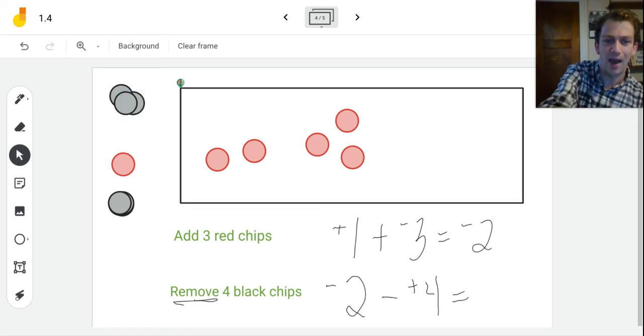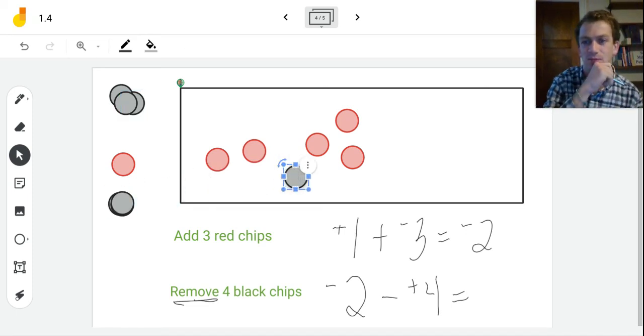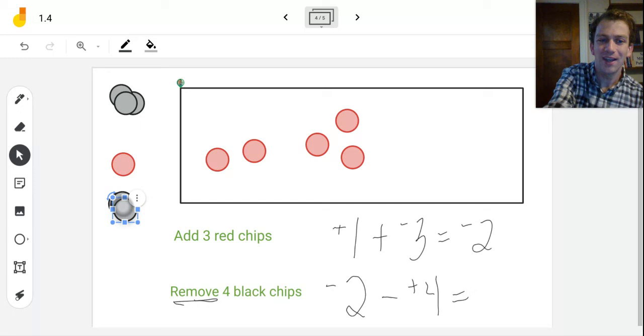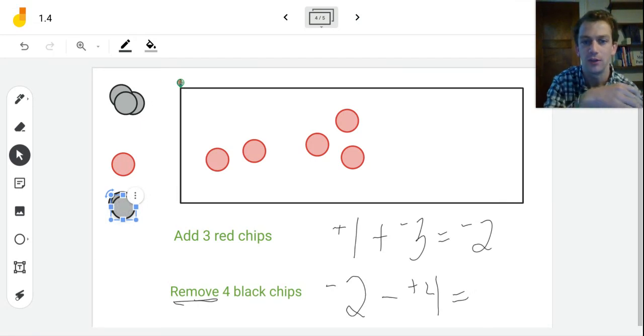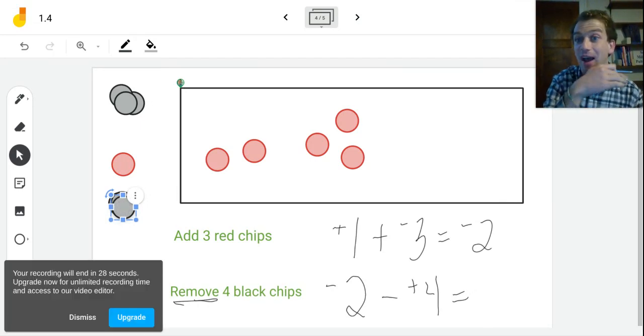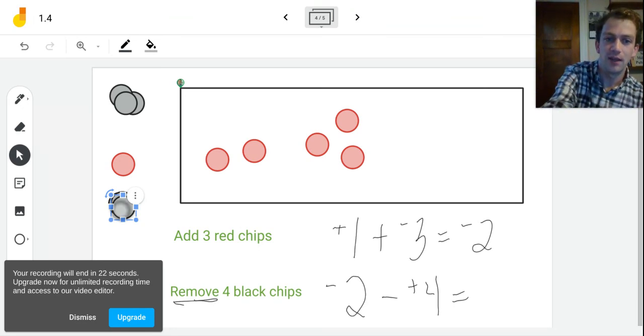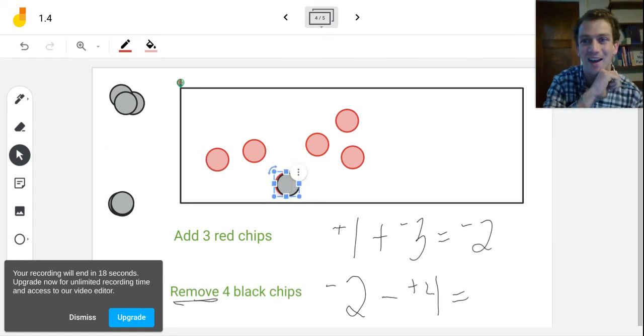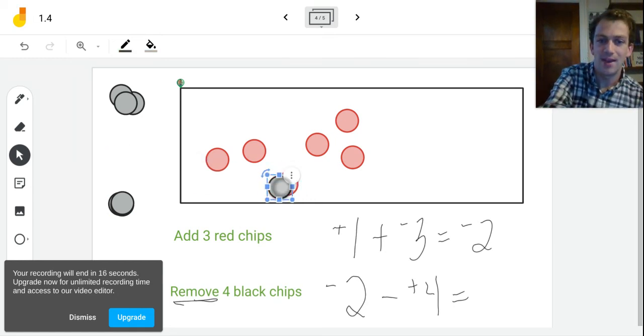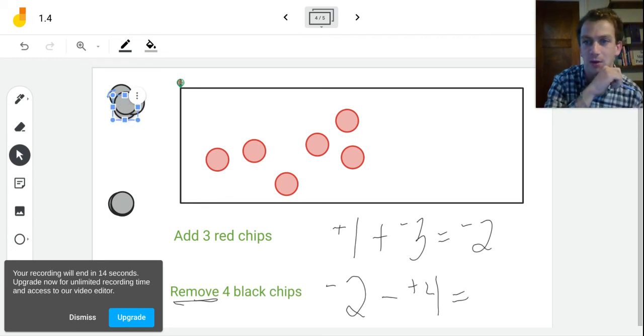So how can I come up with a 4th chip to take off my board? Can I just add another black chip over here? No, because that's just adding 1. I can't just add 1 because I feel like it. What can I add that won't change the value of something? I know that adding 0 never changes the value. So here's a trick that you're going to have to remember. If you need to take away extra chips, you can add a pair of 0 because that doesn't change the value. And now I have a 4th black chip to take away.